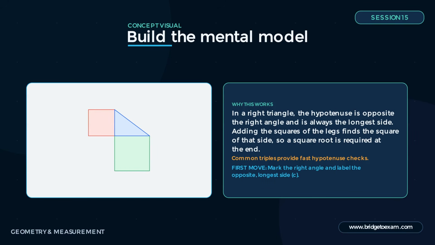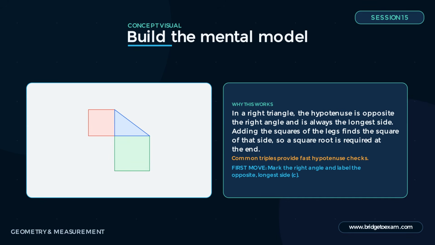First, mark the right angle and label the opposite, longest side, C. Second, substitute the 2 legs into a squared plus b squared equals c squared. Third, add the squares, then take the positive square root because a length cannot be negative. Finally, check that the hypotenuse is longer than either leg but shorter than the sum of the legs.